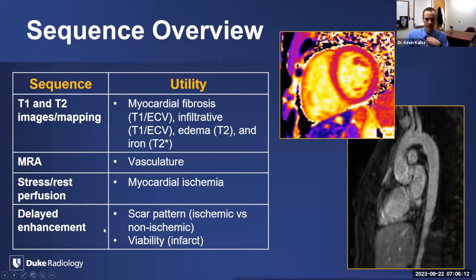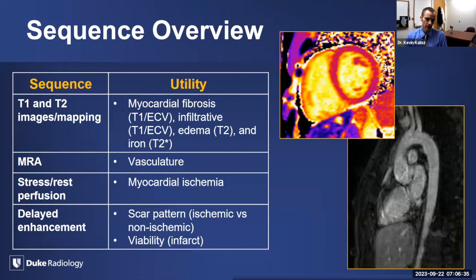So in terms of T1, from which you can derive extracellular volume fraction or ECV, that can be a quantitative marker of myocardial fibrosis. Similarly, you can also get information about potential infiltrative diseases from that. T2 mapping really assesses for edema, and we'll see a couple of applications of that today. And then T2 star is really important for iron assessment.